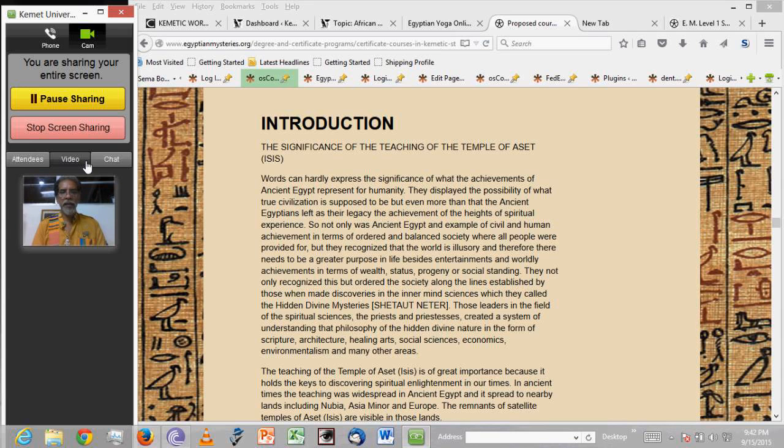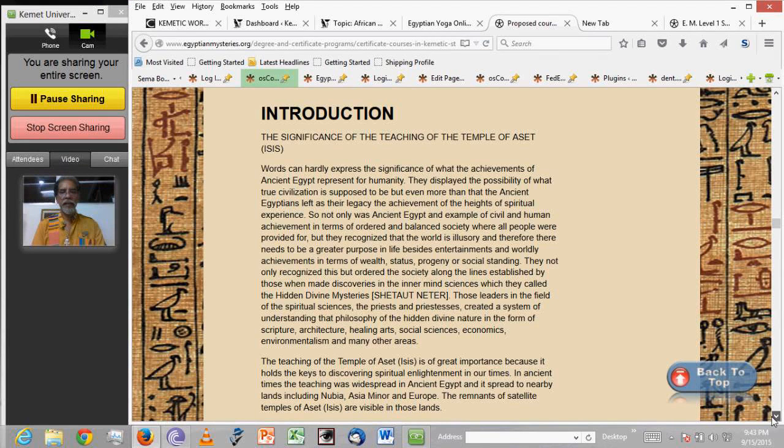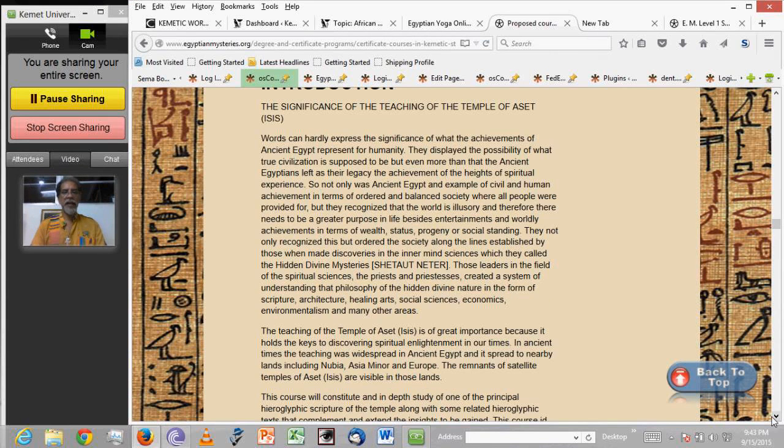They not only recognized this, but ordered the society along the lines established by those who made discoveries in the inner mind sciences, which they called the hidden mysteries, divine mysteries, or Shabat Meder. Those leaders in the field of the spiritual sciences created a system of understanding that philosophy of the hidden divine nature in the form of scripture, architecture, healing arts, social sciences, economics, environmentalism, and many other areas. So this class will be dealing with the spiritual advancement, the African origin deals more with the civil aspect, the history aspect, and how that supports the spiritual philosophy.